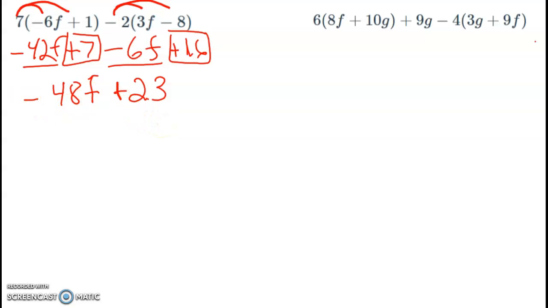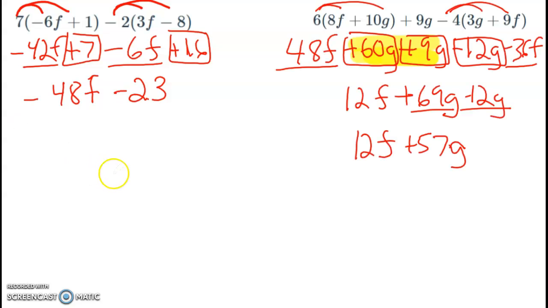Alright, for the next answer, you should have 12f plus 57g. Okay, you distribute the 6, distribute the negative 4, combine the like terms, 48f and negative 36f to get 12f. Take the first two of the g terms here, add those to get 69g, bring down the negative 12g, then combine the positive 69g and the negative 12g to get positive 57g and bring down the 12f.